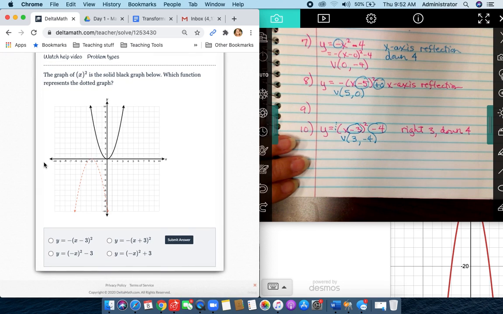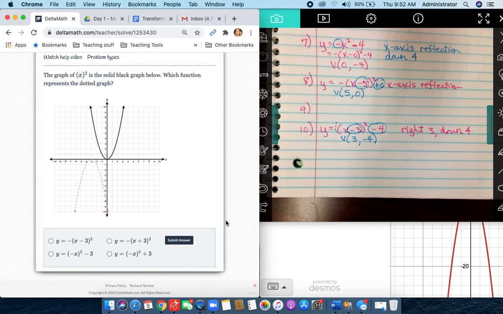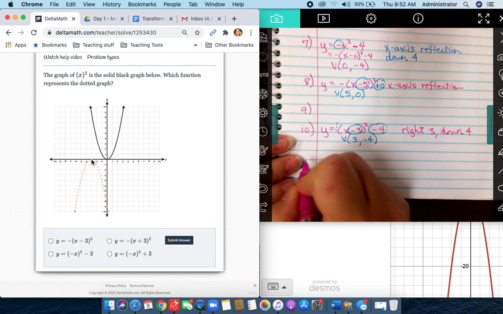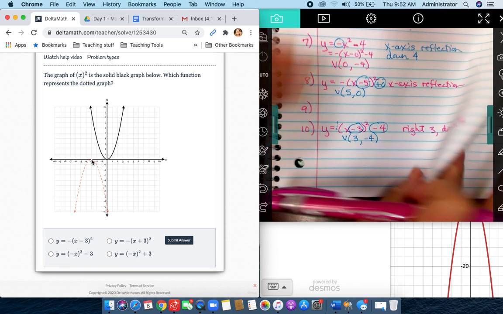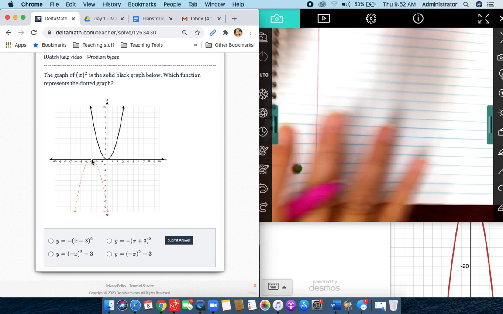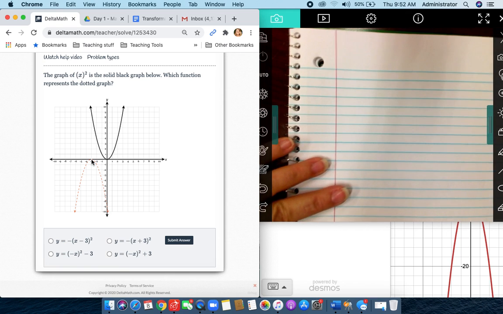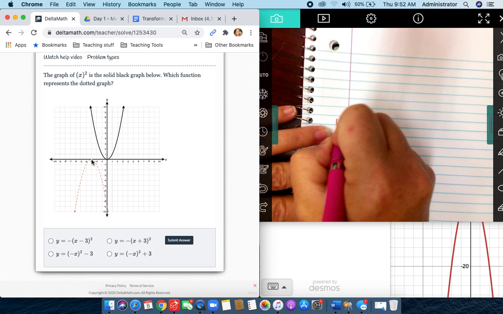And now I'm asked, the graph of x squared is the solid black graph below. Which function represents the dotted graph? So they're giving you your parent function, and they're asking you, how does this red dotted function compare to my graph here, to my parent function? Well, I know that it opened down, so I'm going to go in my notes. I need to flip my page in my notes here. So 16 is going to end up being a little bit down here.